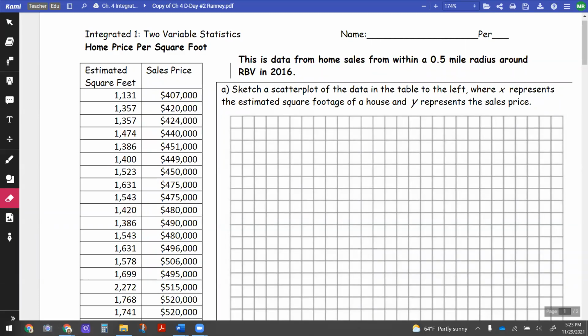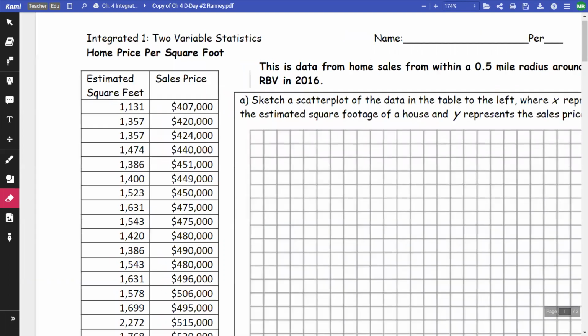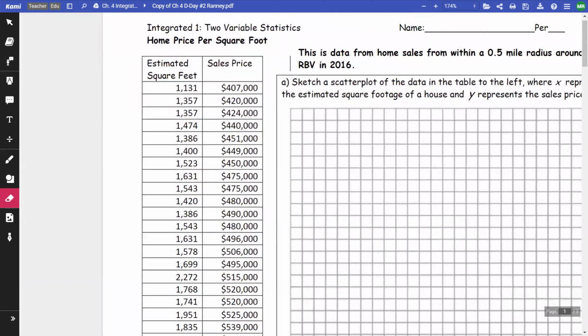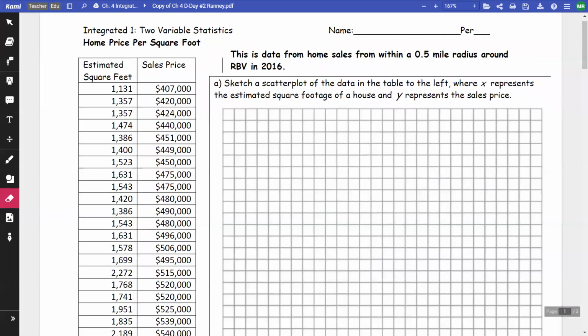So this video is on Integrated 1, Chapter 4, D-Day number 2. First thing I'm going to do is look at my X's. They are square footage of a house, and my Y is the sale price for the house. And I'm going to see what my smallest and largest X are.